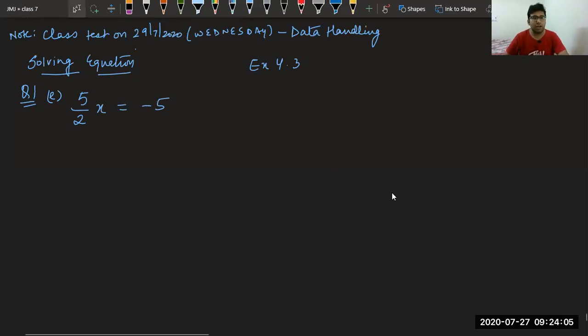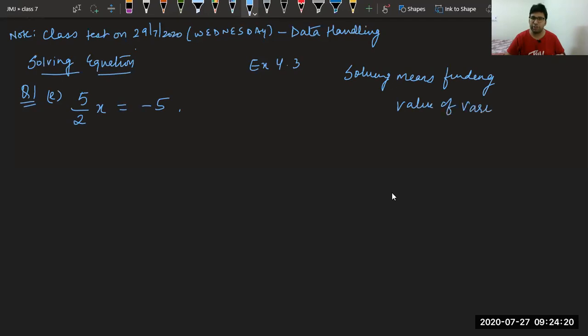First thing we have to understand: what do we mean by solving? Solving means finding the value of the variable. Solution means, solving means finding the value of the variable.